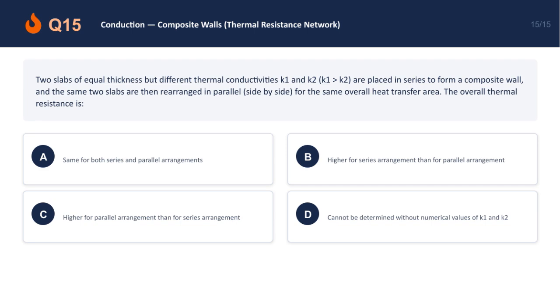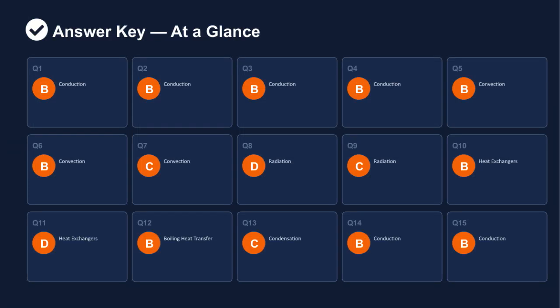Here is a quick overview of the answer key for the questions. For questions 1 through 4, the correct answer is option B, and all relate to conduction. This shows how important understanding conduction is in this section. Moving on to questions 5 through 7, the answers shift to B and C, focusing on convection. This highlights how convection concepts are also essential. Questions 8 and 9 have answers of D and C, respectively, and focus on radiation, emphasizing the significance of heat transfer through radiation.